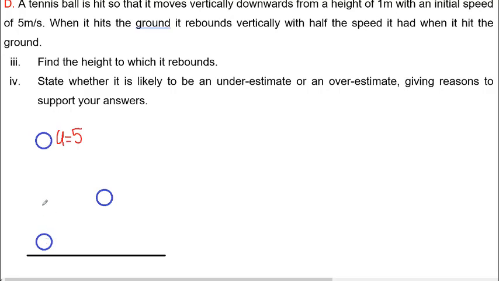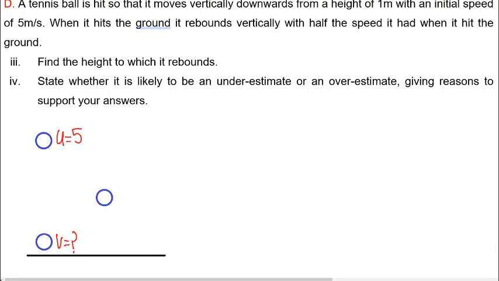So it's in the same line, but I've drawn it here separately so you can see what happens. It rebounds again to a certain height. And it says it rebounds with half the speed it has when it hit the ground. Now we don't know the speed when it hit the ground. It's unknown. It's not 0 because it's the speed just before it hits the ground. So it's that speed that it makes the impact with.